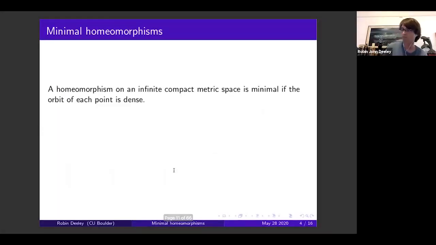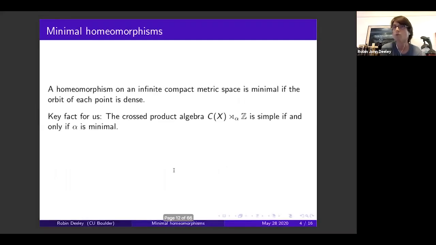Okay, so let's get back to the beginning. I'm assuming that most people are familiar with this, but a minimal homeomorphism means that every orbit is dense. And the reason why we care about it as C-star algebraists is that it is equivalent to the cross product algebra being simple. So if we're thinking about classification, this is why we're putting that assumption in there.